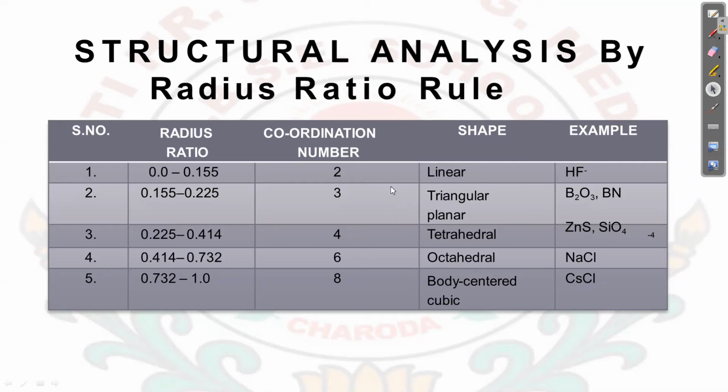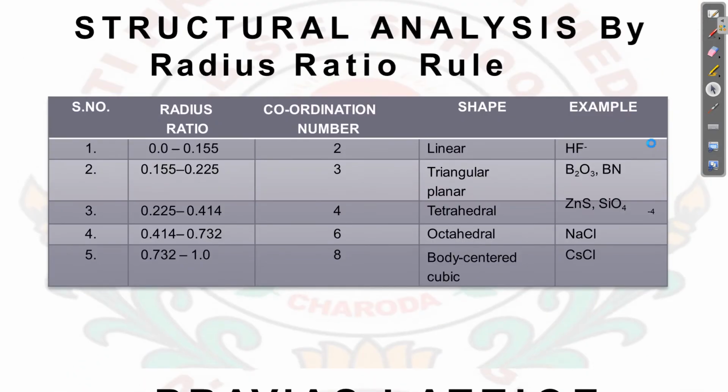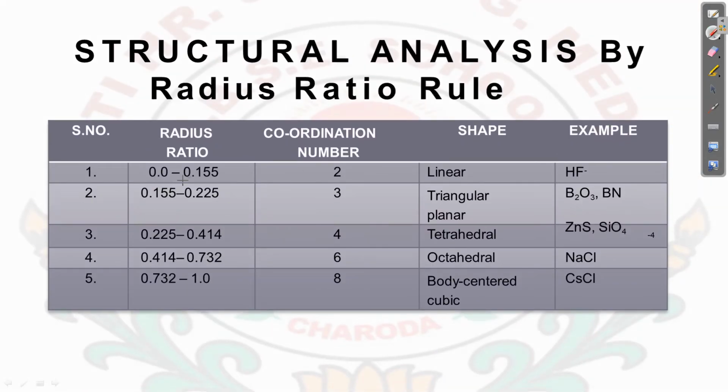As you have studied the structures in class 11th, in valence bond theory, you have studied about the structures. So now let's see how the structure analysis can be done by the radius ratio rule. First, if the radius ratio is between 0.02 and 0.155, then the coordination number will be 2.